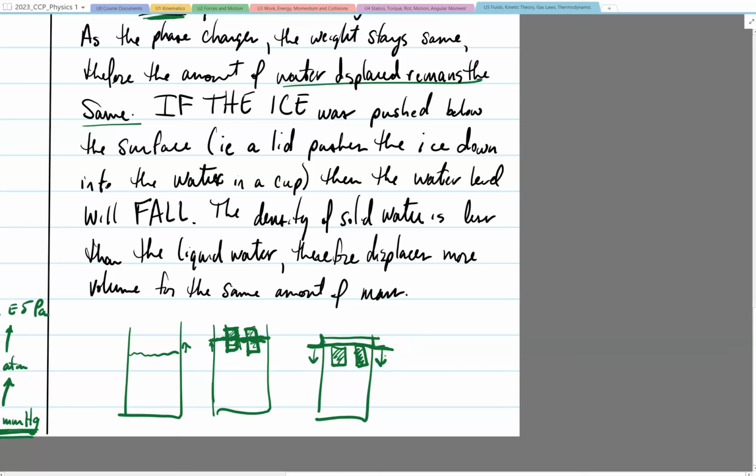And that's because the density of the solid water, the ice, is less than the liquid water. It's displacing more volume for the same amount of mass. And so you can think of it another way, that in this case, since it's a solid that's taking up more volume, it effectively shrinks as it melts. And as this shrinks, it allows the water level that it had displaced to actually fall.